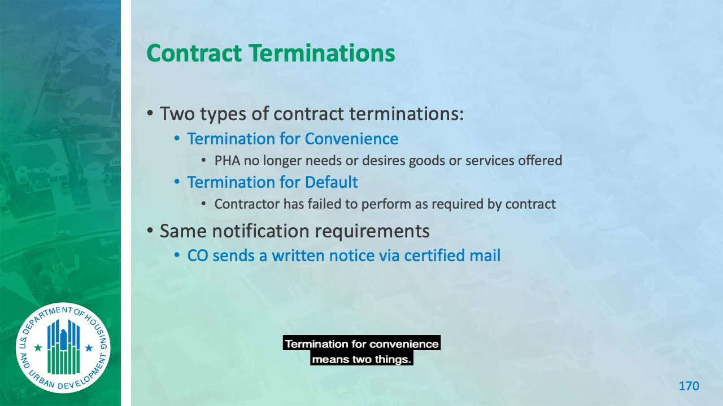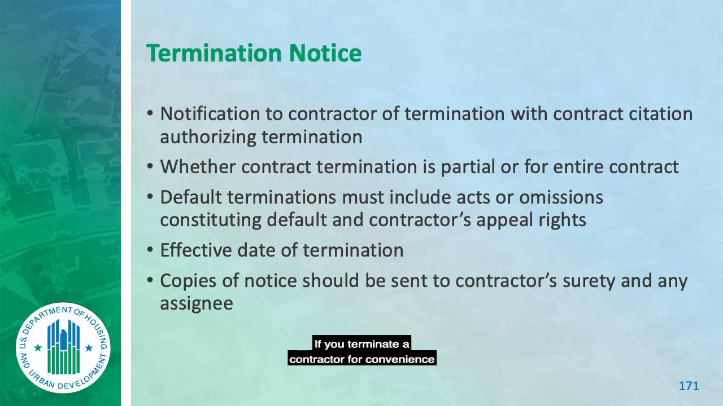Termination for convenience means 2 things. You no longer have money to pay them, or you no longer need the work done. Those are the only 2 conditions you can terminate for convenience. You've run out of money to pay, or you no longer need a contractor to do the work. If you terminate a contractor for convenience and hire another contractor, you are not terminating for convenience. What were you terminating them for?